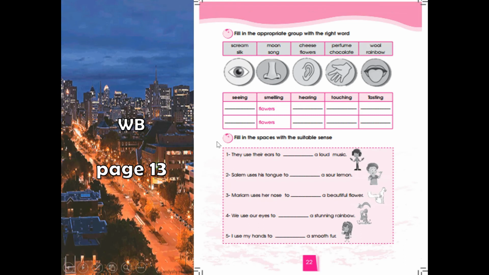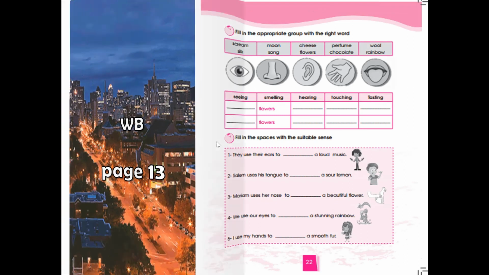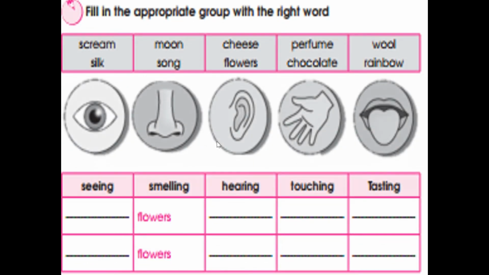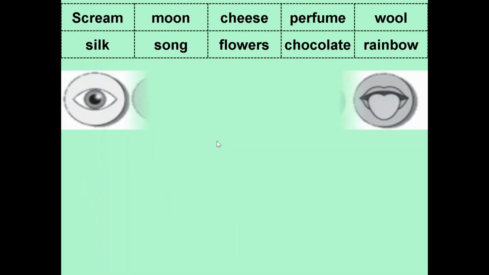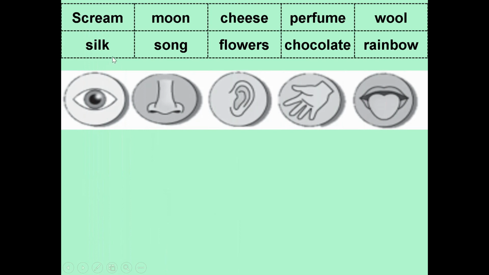I want you now to discuss a question on page number 13 in the workbook. These questions talk about the 5 senses. You will see now the diagram here. As you can see, we have many words up there, and down we have our organs which are responsible for the 5 senses. We have the eye for sight, the nose for smelling, the ear for hearing, the hand or skin for touching, and the tongue for tasting.